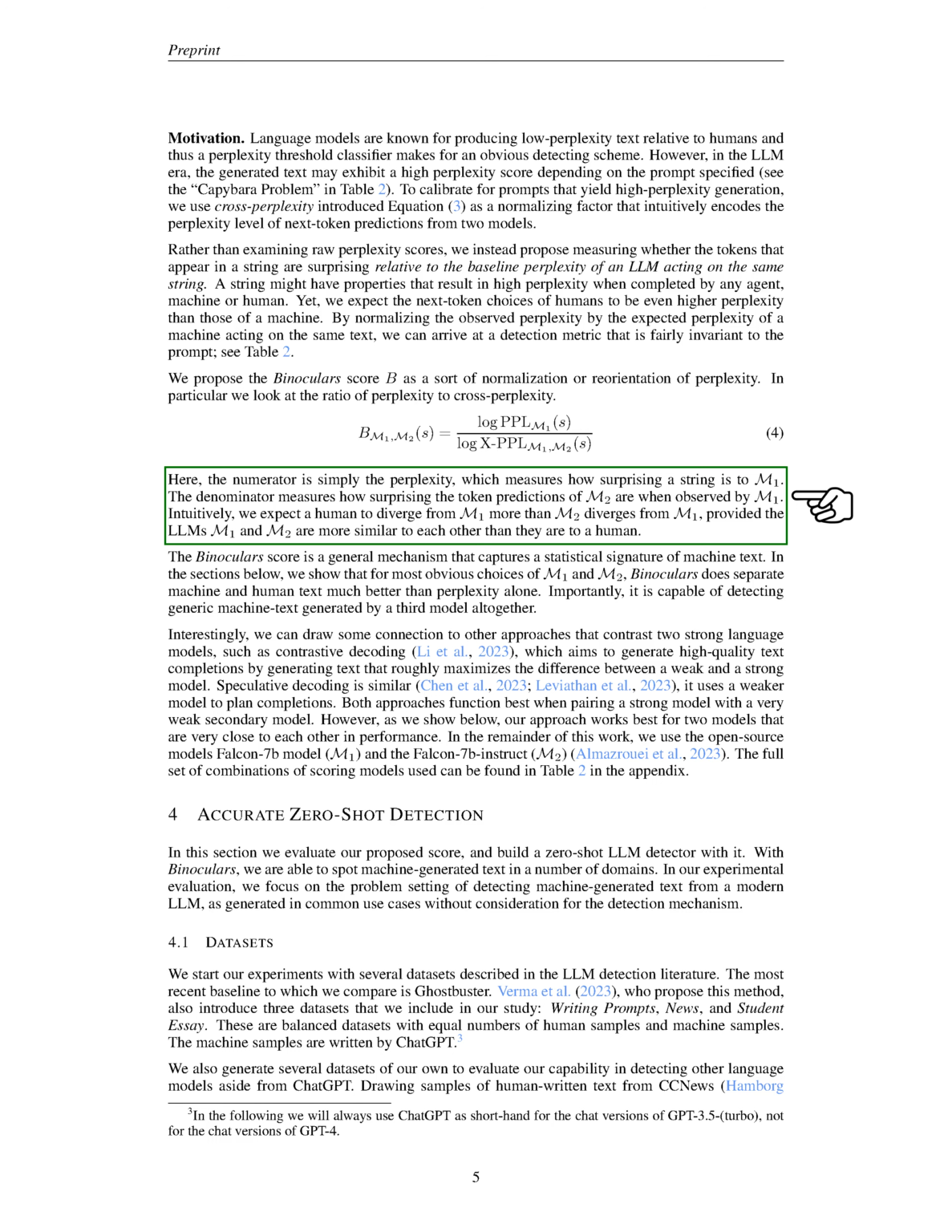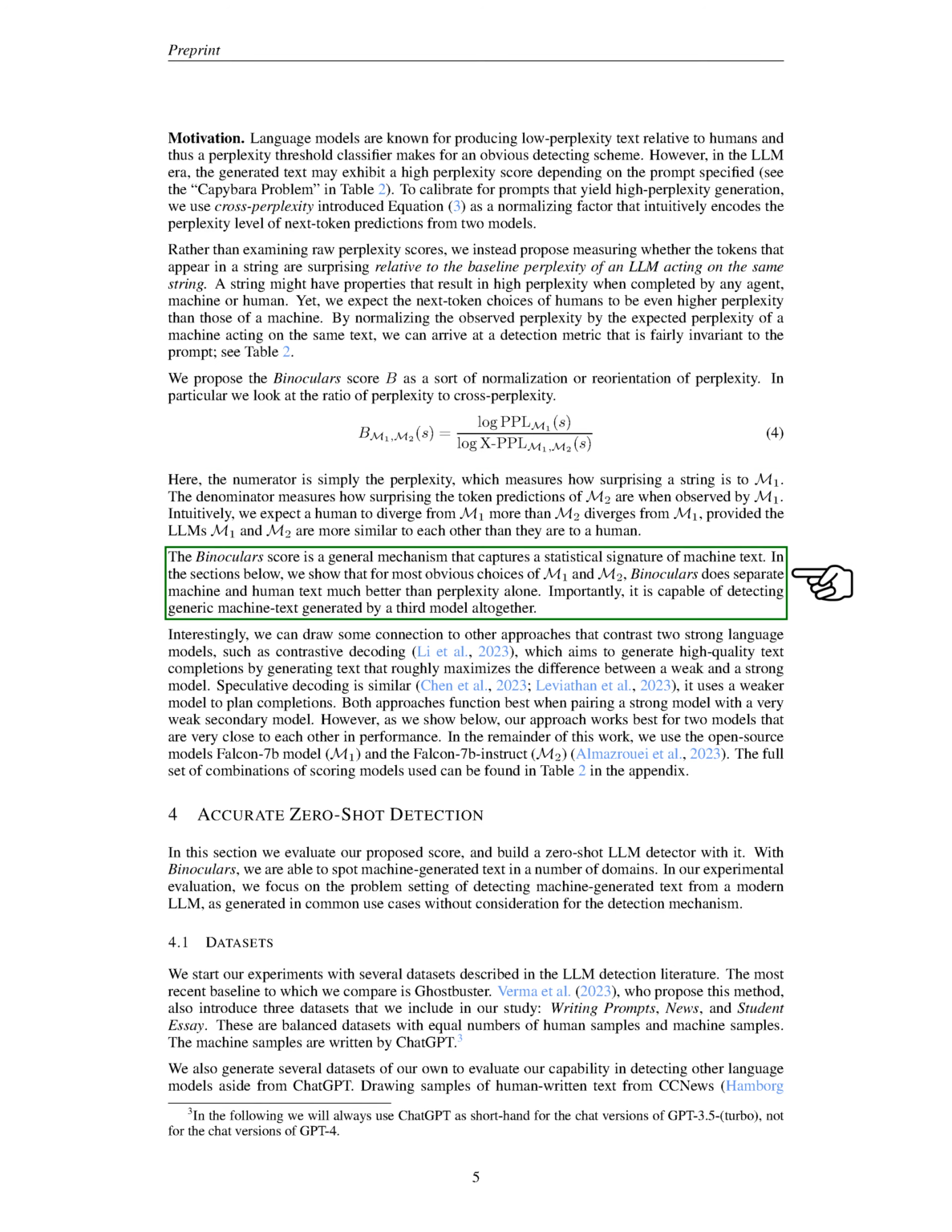Here, the numerator is simply the perplexity, which measures how unexpected a string is to one model. The denominator measures how unexpected the token predictions of a second model are when observed by the first model. Intuitively, we expect a human to diverge from the first model more than the second model diverges from the first model, assuming the large language models are more similar to each other than they are to a human.